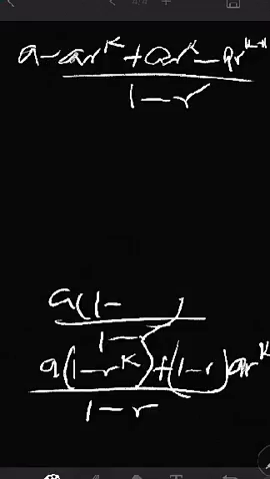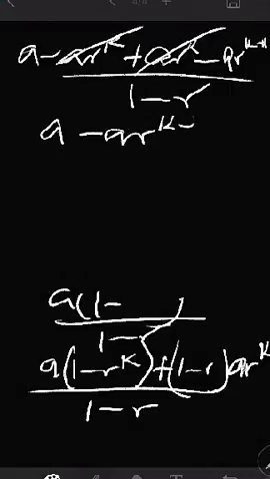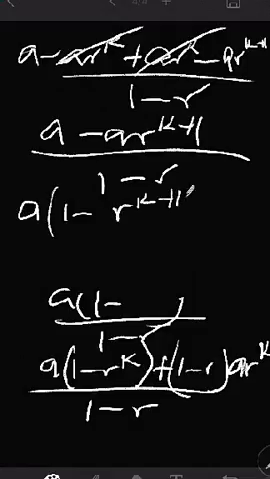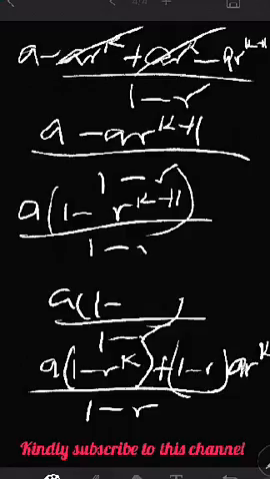So ar raised to power k plus ar raised to power k cancels out, and we have a minus ar raised to power k plus 1 over 1 minus r. So from here we can factorize a out, so we have a into 1 minus r raised to power k plus 1 over 1 minus r. So from here now, we've proved that the left hand side is equal to the right hand side.